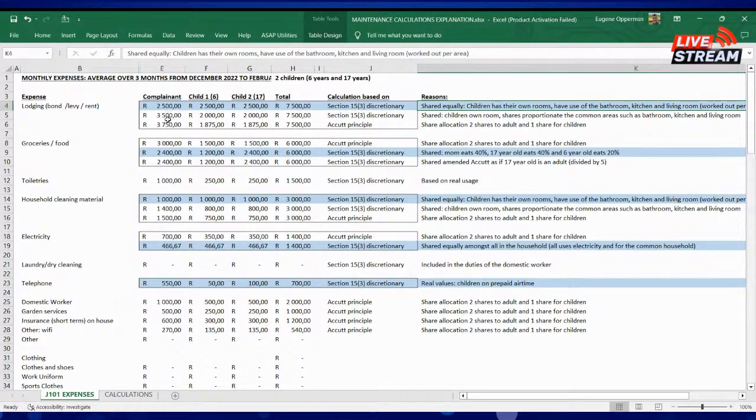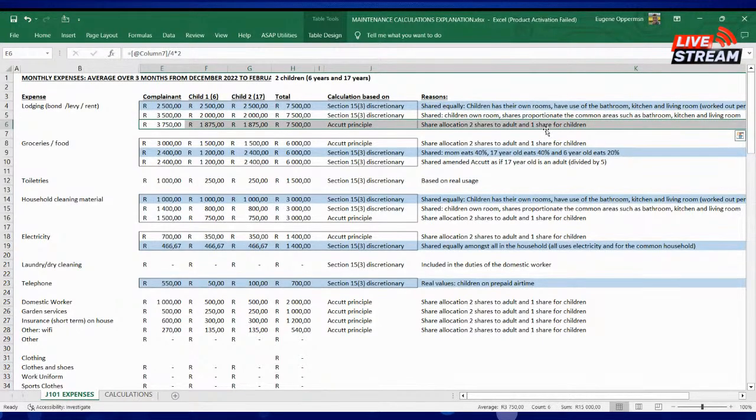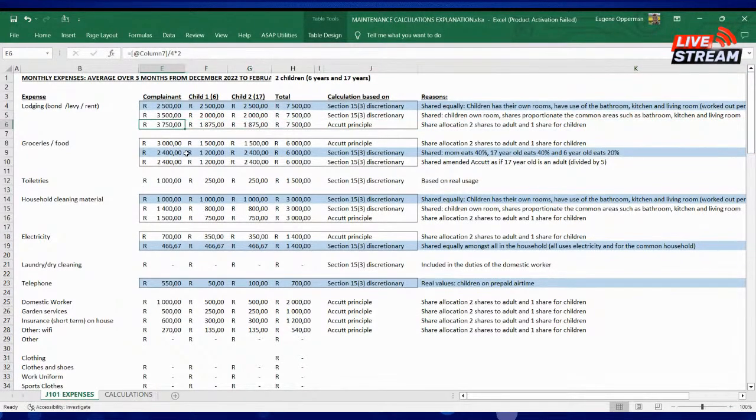So this is how the figures would be influenced. If you simply use the blanket provision of Akut versus Akut, then it would mean that mom needs to pay or contribute 3,700 Rand. If she uses the fair principle, the discretionary portion of equal share, she would contribute 2,500 Rand. And if she uses the formula working out per area, then she would need to pay 3,500 Rand. This in effect would mean that the amounts that you can claim maintenance would change.